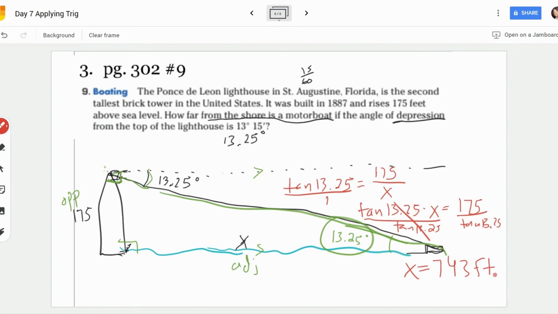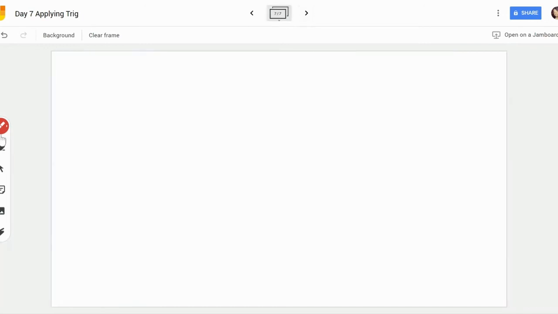All right, I hope that helped with setting up these word problems. Just one quick note: if it's ever asking about an angle of elevation, I guess I can quickly draw something like that.